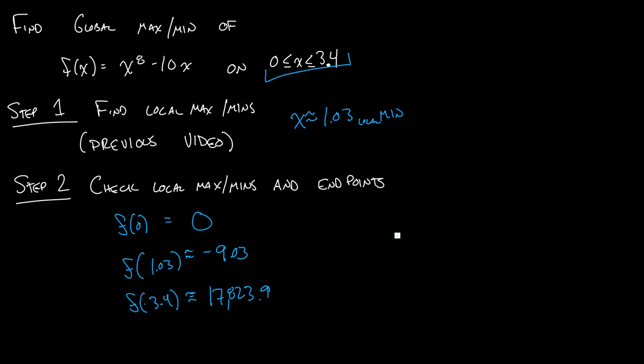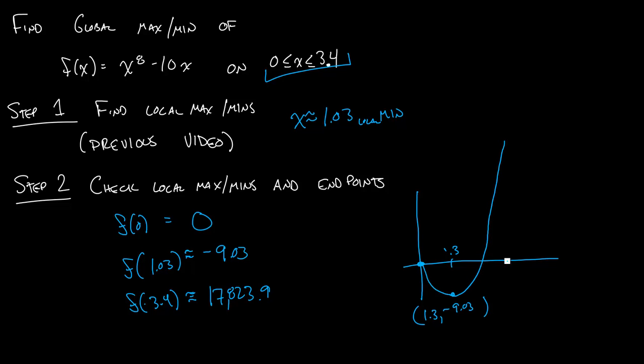And so what these 3 points are telling us is that our graph kind of looks something like this. We start out at 0. At x equals 1.03, we drop down to negative 9.03. And then after that, we go up really, really high. All right, so here we are at 3.4, and it's high, right? It's really big.